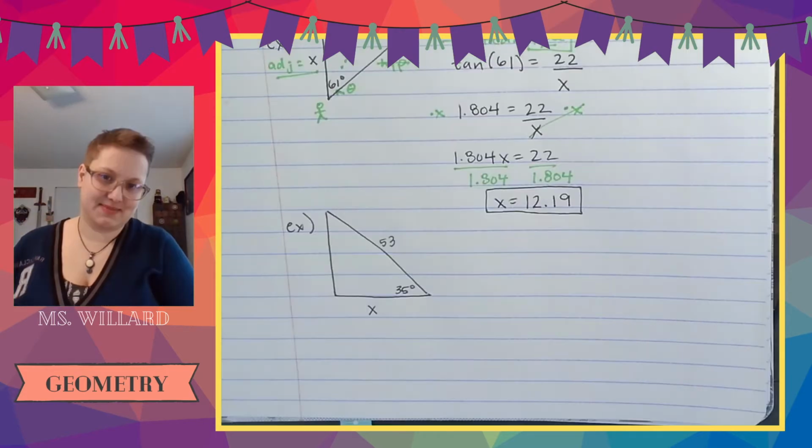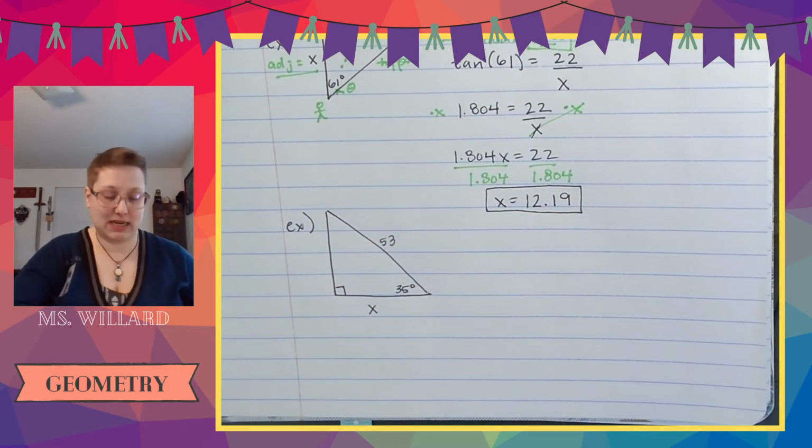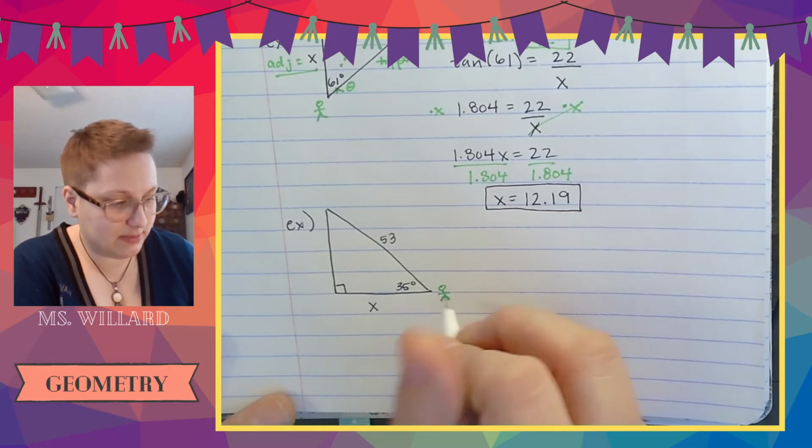Okay, let's do one more. I'm really mad that this is kind of a curvy line, but it's fine. Okay, same thing. We're going to identify where I'm standing. I'm standing at the angle. Here's my theta, right?